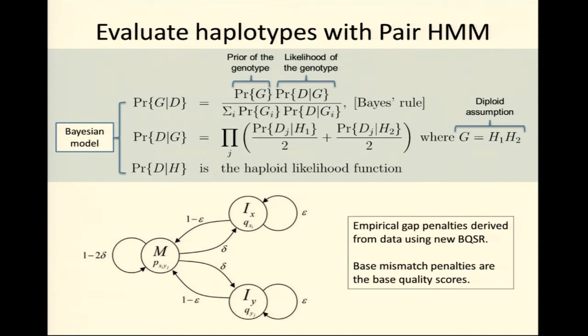So once you have these haplotypes that you read from the graph, you do exactly the same evaluation that you did with unified genotyper for the indel case, except that here you do it for a whole haplotype, even if it's a SNP. You use the same generative model for the HMM with affine gap penalties. You can actually derive the gap open penalties from the new BQSR or not. And then the mismatch penalties are just your base qualities. So this is actually very, very similar to the case of unified genotyper, and it actually works very well.